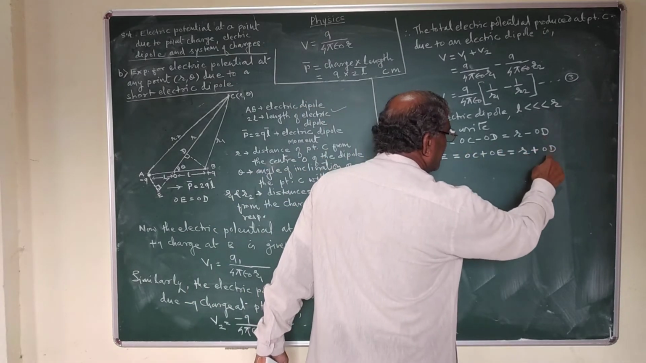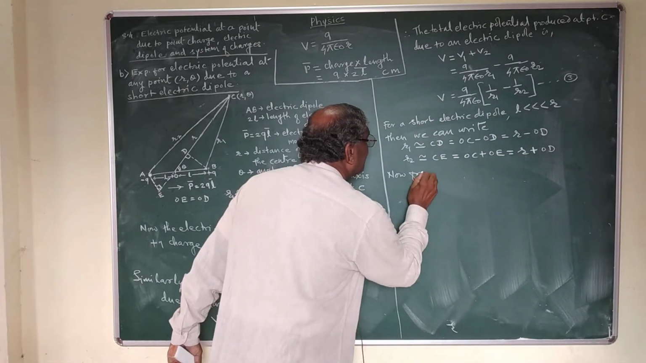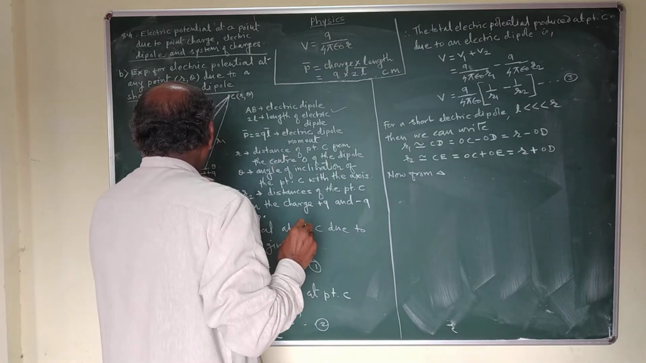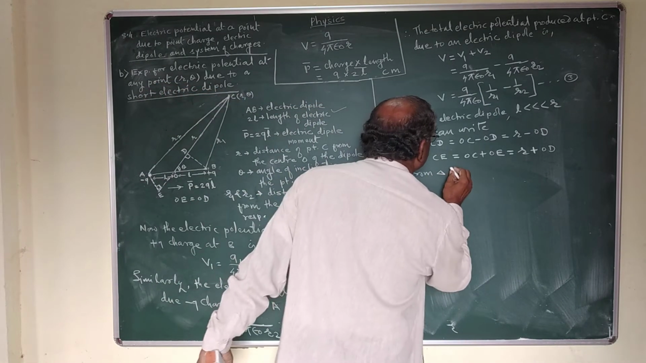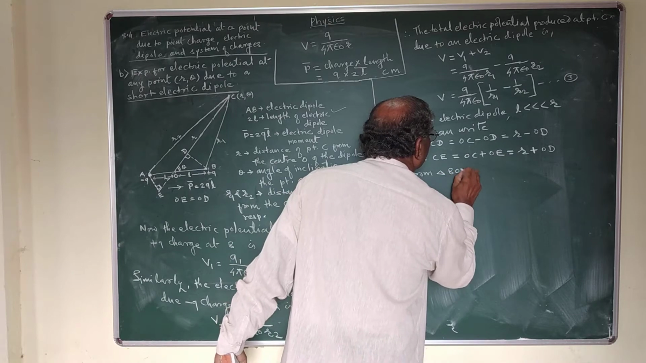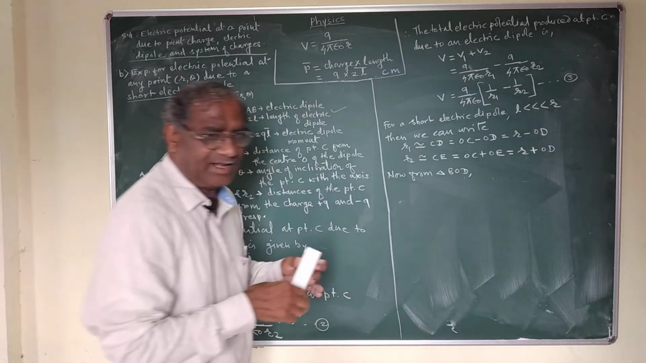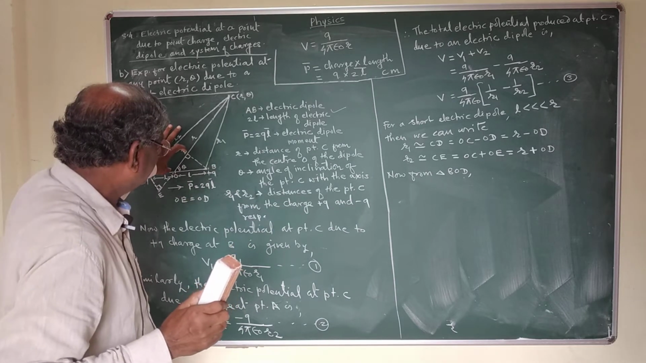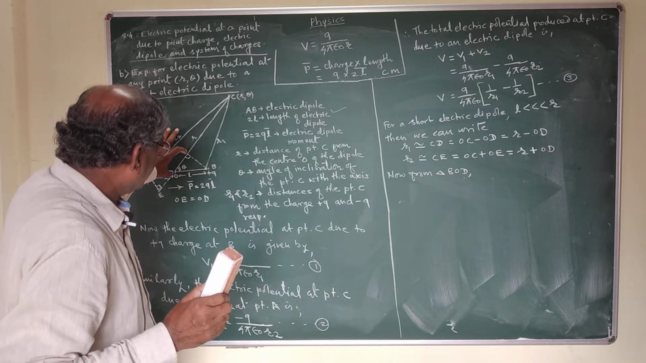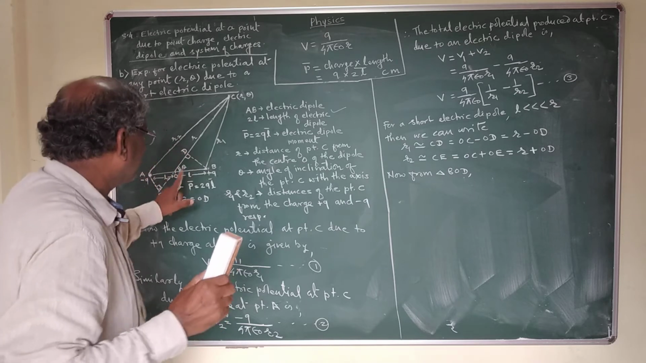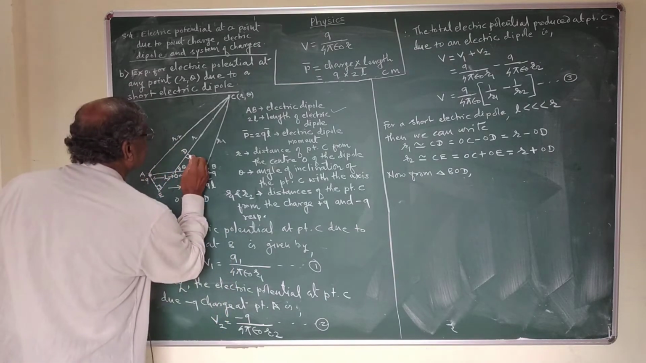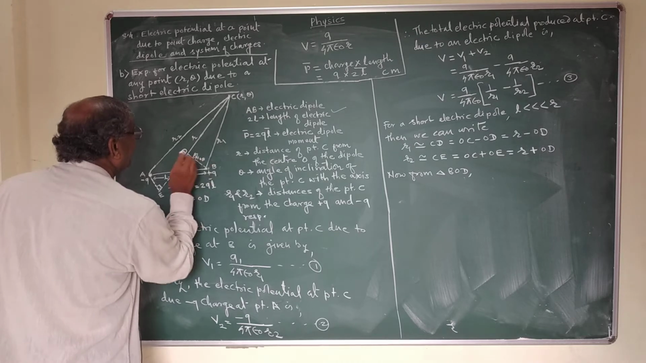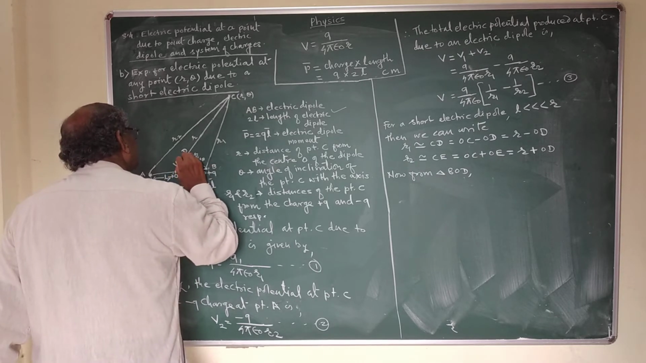the value of OD. Now from triangle BOD we want the side OD, and OD side of the triangle is the cosine side. This is the sine side, this is L sin theta and this is L cos theta.